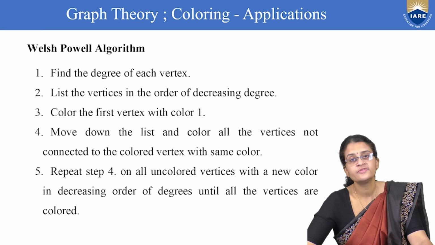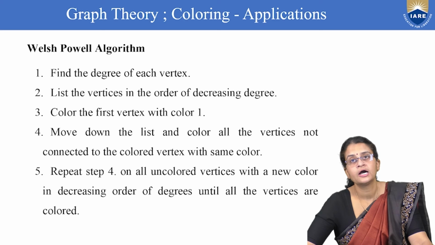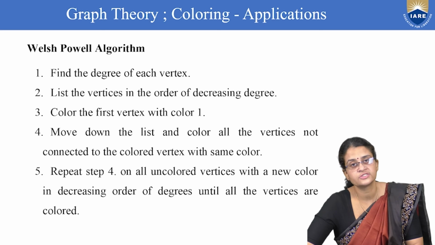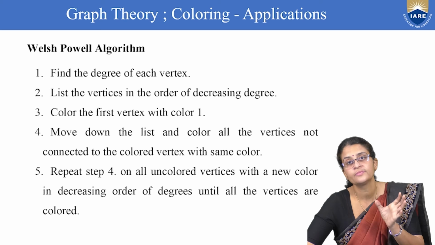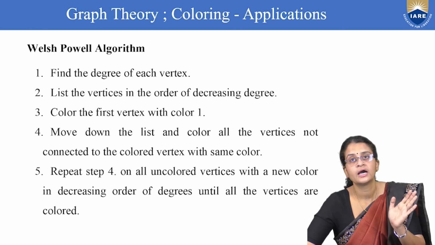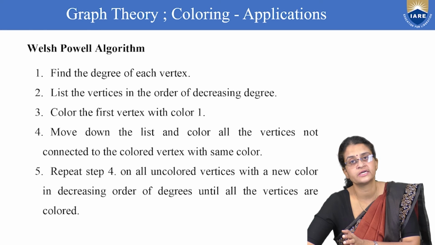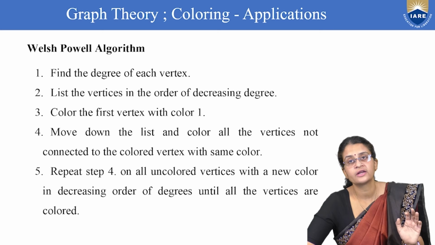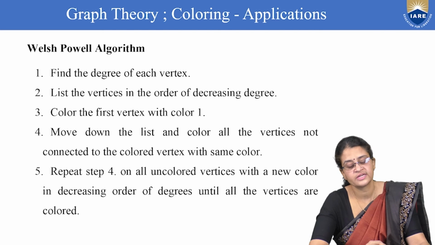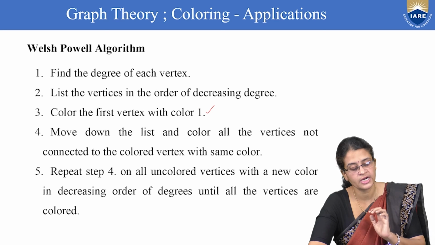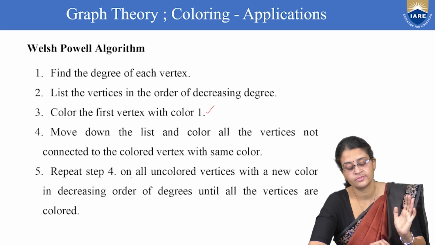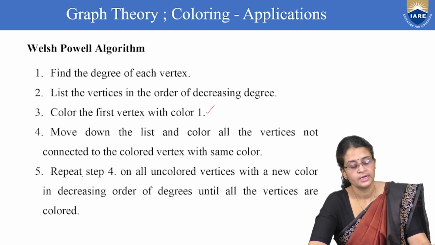We will see how this Welsh-Powell algorithm works. Find the vertex degrees of every vertex, and list the vertices in order of decreasing degree. Then color the first vertex with color 1. Move down the list and color all the vertices not connected to the colored vertex with the same color. We will see this with an example. Then repeat the step on all uncolored vertices with a new color, in decreasing order of degree, until all the vertices are colored.